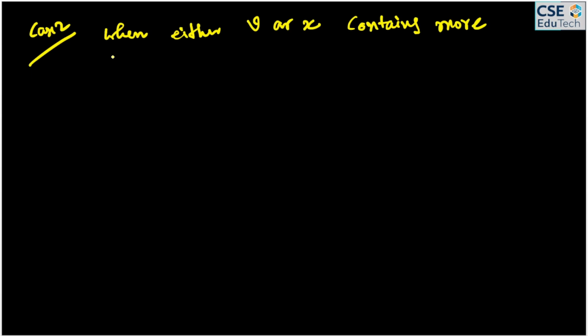There is another case that may occur, case 2. In case 2, the situation is when either V or X contains more than one type of symbol. So in this scenario, what happens?